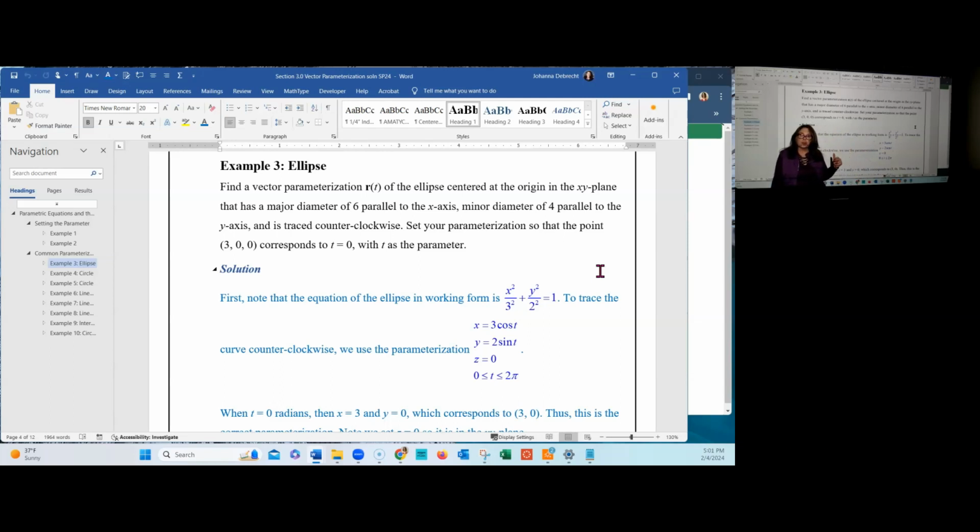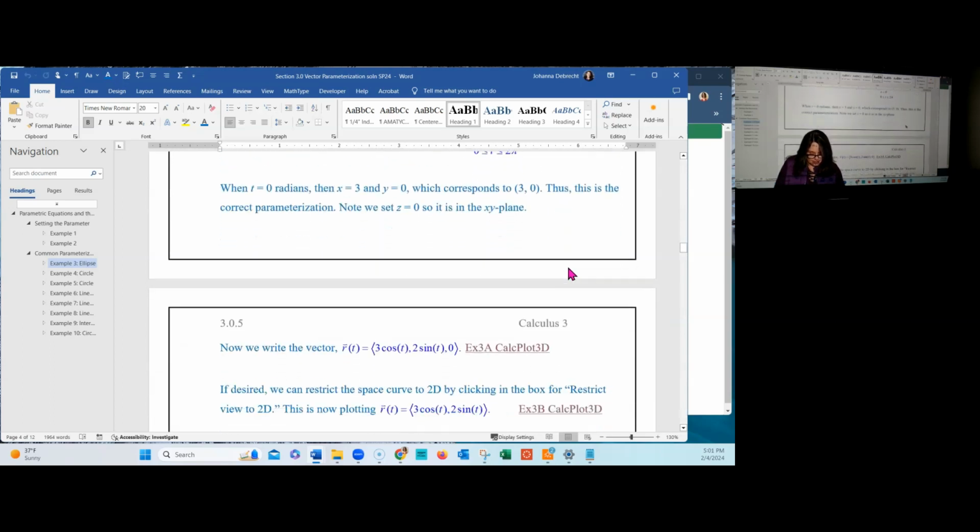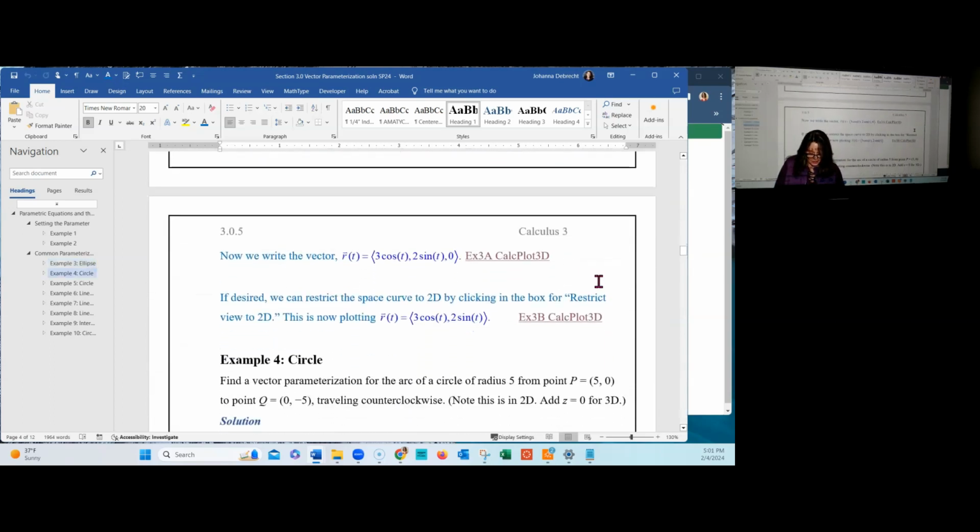Now we have to make sure that this is starting at the ordered triple 3, 0, 0. When t equals 0 and we substitute it into each of the parameterizations, we do get the ordered triple 3, 0, 0. Or you could check it, of course, in the xy plane and you'd get 3, 0. This tells us that we have the correct parameterization.